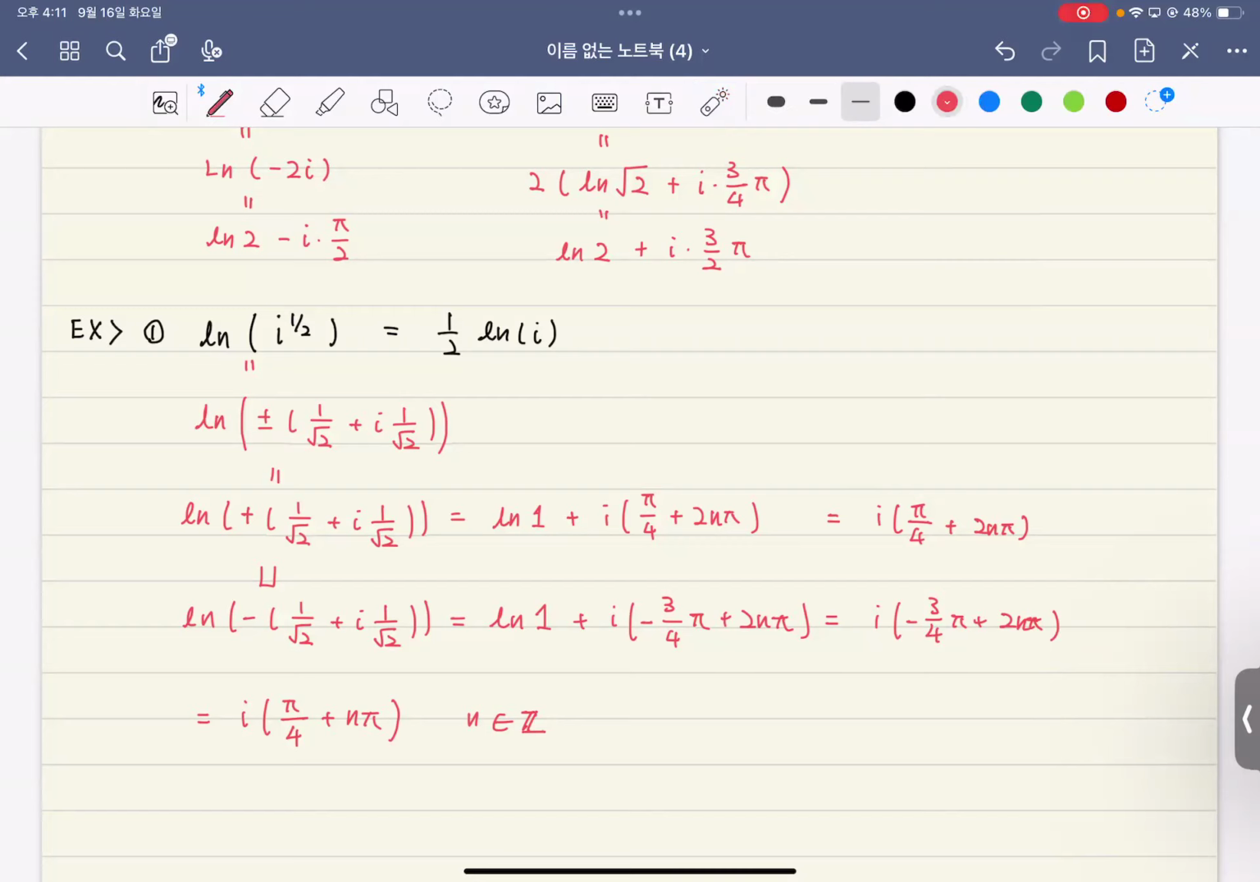Okay. And on the other hand, this time I will use the blue one. So this is 1 over 2 times natural log of 1 plus i times pi over 2 — sorry, I should slow down — and 2 times n times pi. And so this is what? i times pi over 4 plus just n pi. So comparing these two, they are precisely the same expressions, right? So they are the same.